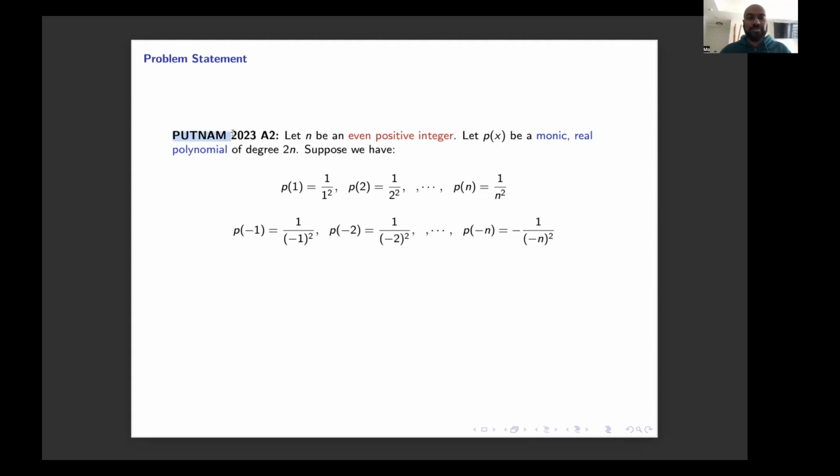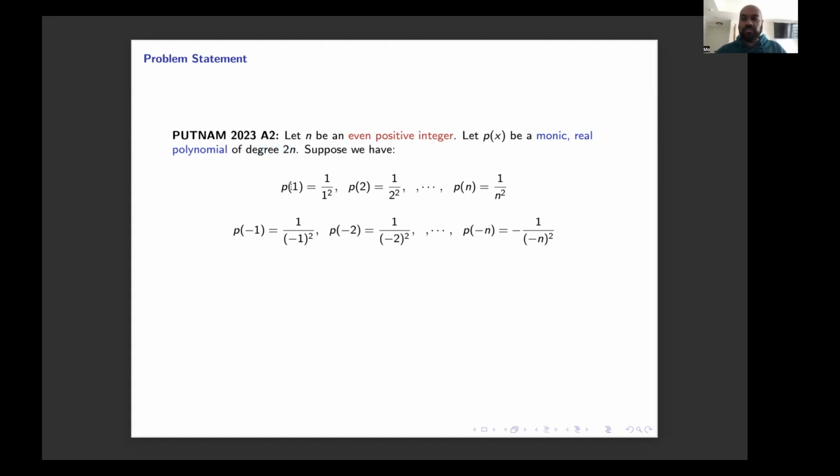Let's take a look at this problem from the 2023 Putnam, and it's number A2. Let n be an even positive integer, and suppose p of x is a monic polynomial, that means its leading coefficient is 1, and it's a real polynomial with degree 2n. And suppose we know the following.